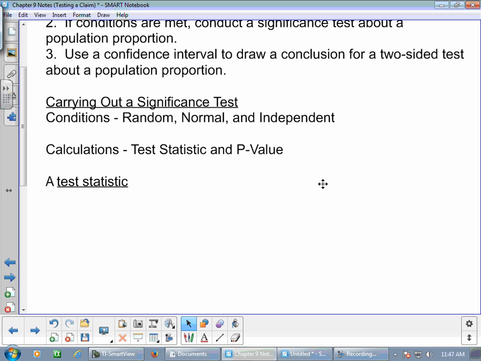We're going to calculate the test statistic. Now we're going to calculate the p-value. The test statistic is a z-score, or possibly a t-score. With proportions, it's a z-score. I'm just talking in general here. This is how we carry out a significance test, whether it's proportions or means.